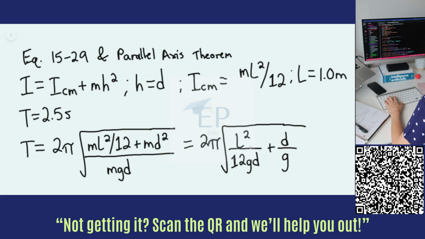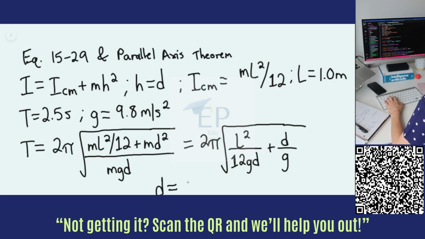L is equal, of course, to 1 meter. And then, just to confirm, g is the acceleration due to gravity, 9.8 meters per second squared. And then you can use your TI-84, 85, or 89 to answer for d. So we can simply solve by plugging in all of our variables and then solve for d using the solve function.